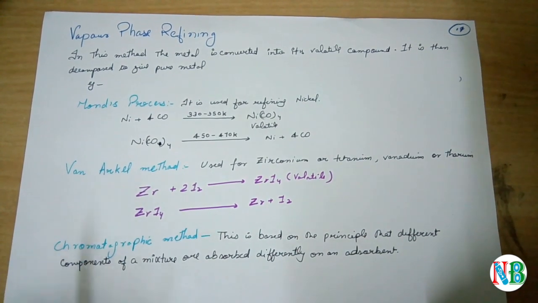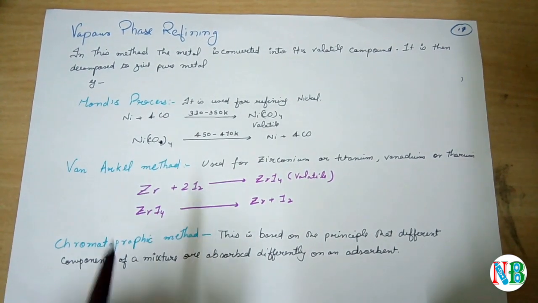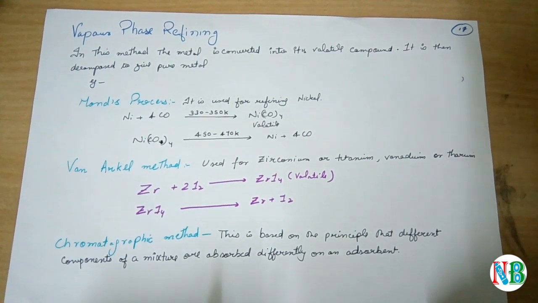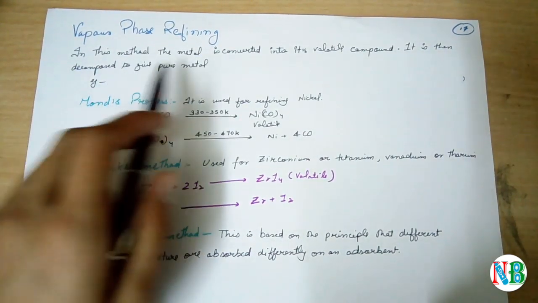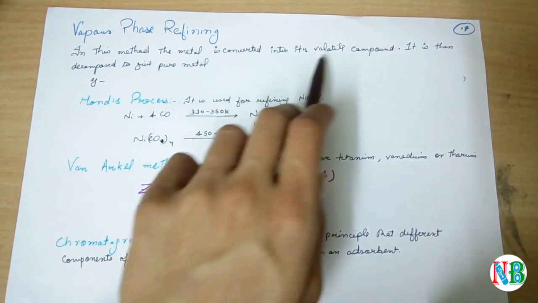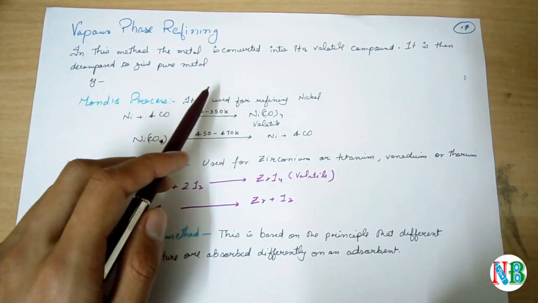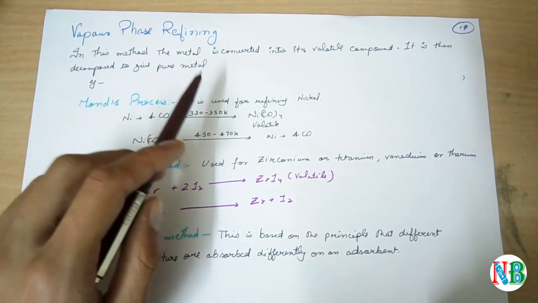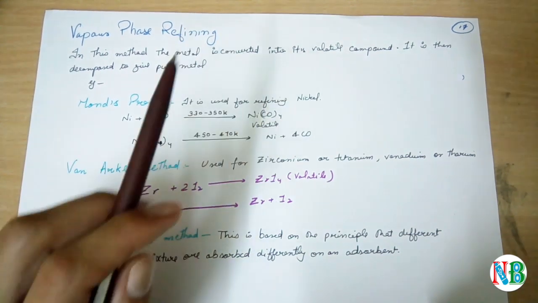It has three subcategories, or you can say three different approaches: Mond's process, Van Arkel process and the chromatographic method. So what happens in vapor phase refining? As the name suggests, we convert the metal into volatile compounds. Then, since it is volatile, the impurities are left behind and we get the pure metal from the precipitate of the volatile substance.